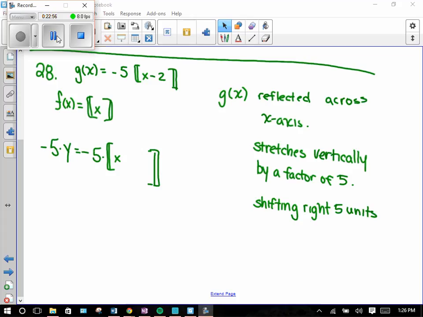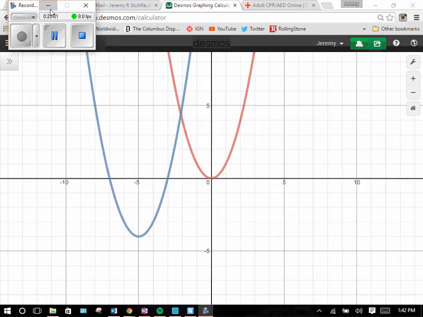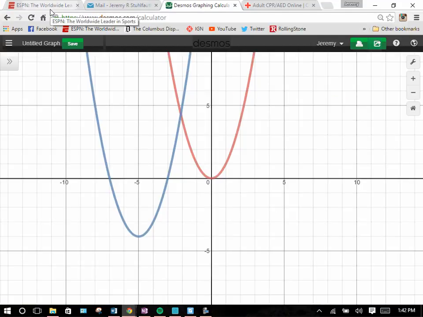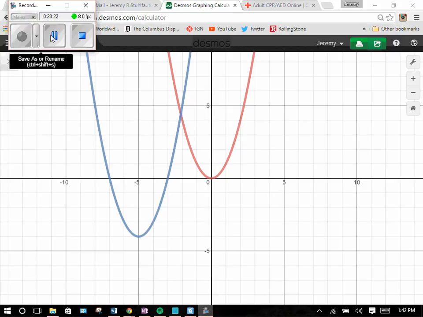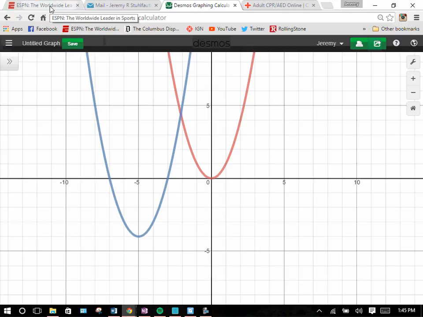Again, I want you to figure out what the parent graph is, tell me how the red graph shifted to get to the blue graph, and come up with the new equation for the blue graph. So, Nick, what parent graph is this? What parent function are we working with here? Quadratic. F of x equals x squared.